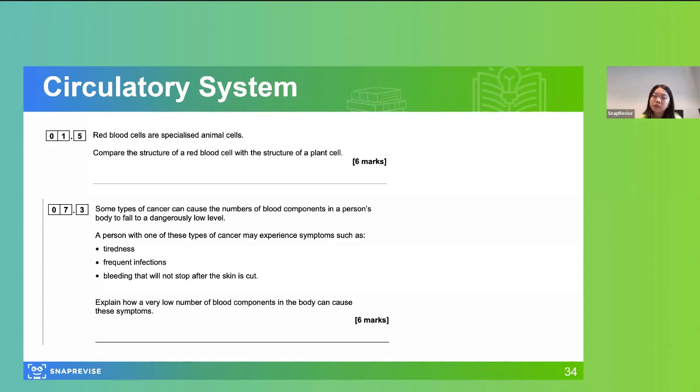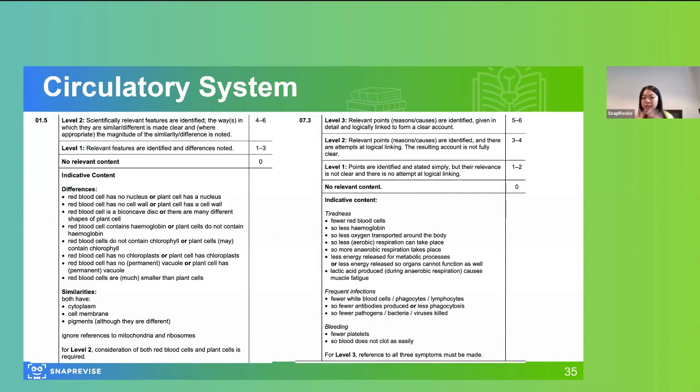Red blood cells, what do they do? They transport oxygen around the body. And we know that oxygen allows us to do respiration and gives us energy. So therefore, if a person has a low red blood cell count, they're going to have less oxygen transported throughout the body, less respiration, less energy, therefore being tired. So that will be how you break down this six marker. So here is the mark scheme of it all.